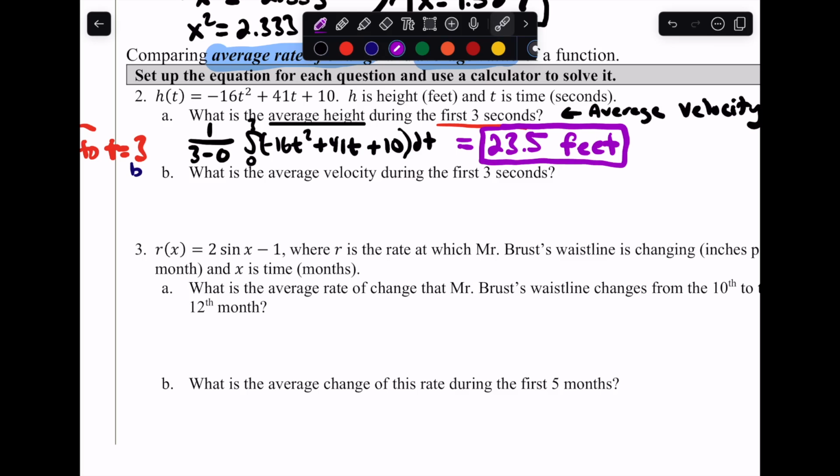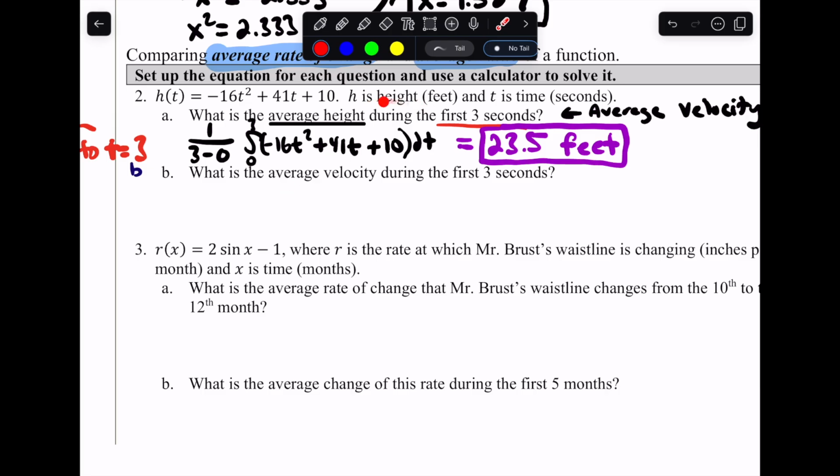And again, this is one we could do by hand, right? We know how to do antiderivatives from our work in chapter 6, but the goal for today is just using this average value equation. What about b? What is the average velocity during the first 3 seconds? Well, they use this word average, and again, I need to be thinking about which equation they're talking about.